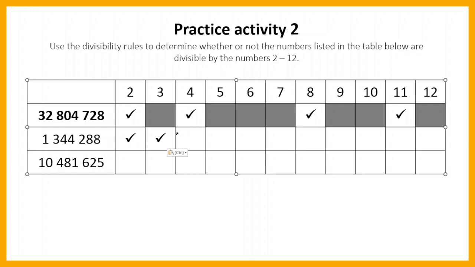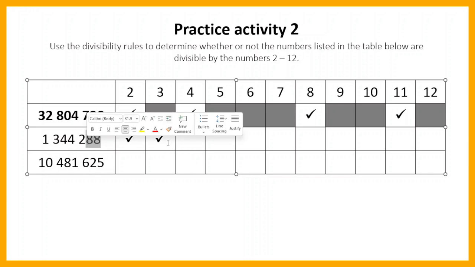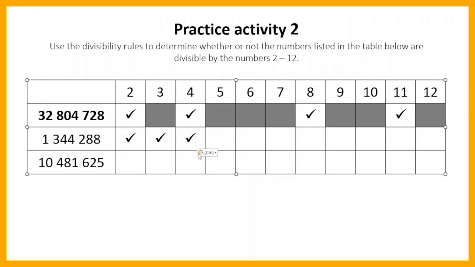Now let's have a look at 4. Now the rule for 4 is to look at the last 2 digits of the number. So in this case, they form the number 88. Now 88 is a multiple of 4, so that means that I can put a tick over there as well. For 5, the last digit is not a 5 or a 0, which means that 5 is not a factor of that number.